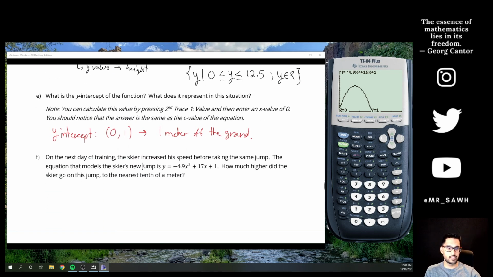Part F says the next day of training, the skier increased their speed before taking the same jump. The equation that models their new jump is given. How much higher did they go on this jump?